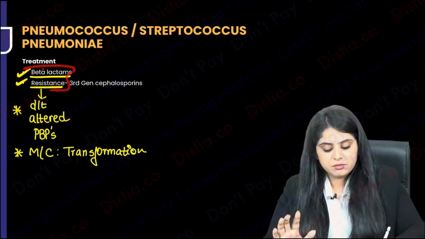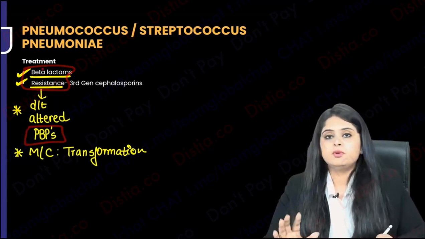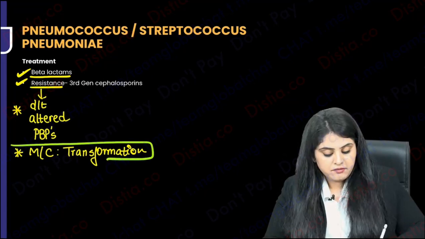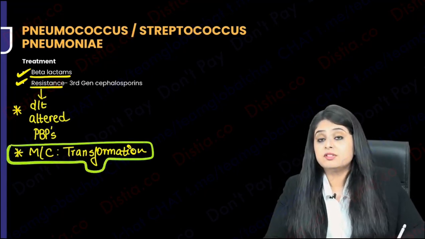Whenever there is a resistance to beta-lactams, the penicillin binding protein, whether it was in staph or whether it is here. But how is it getting transferred from one bacteria to the other? In Streptococcus, it is transformation.